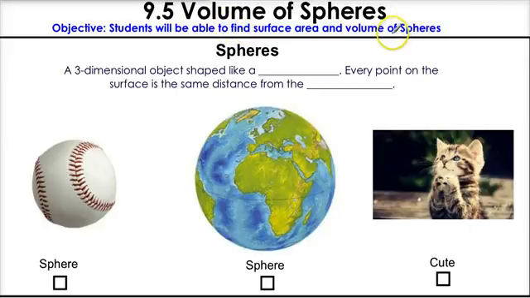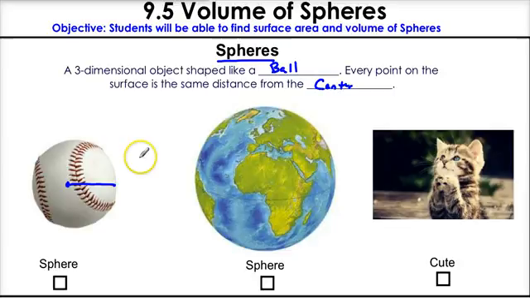Now before we get into this lesson, we should probably know what a sphere is. A sphere is a three-dimensional object shaped like a ball. Another interesting fact is that every point on the surface is the same distance from the center. We call those radiuses. Remember with the circle, every point from the center is going to be the same to the outside.